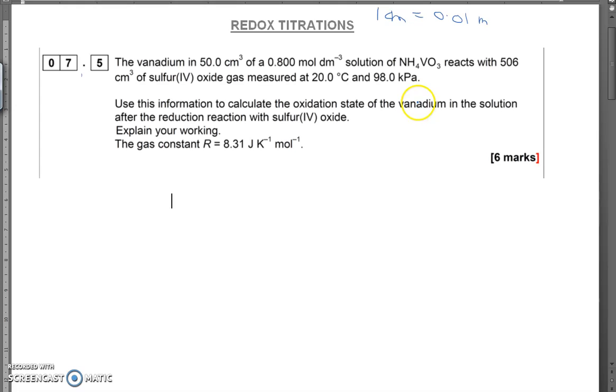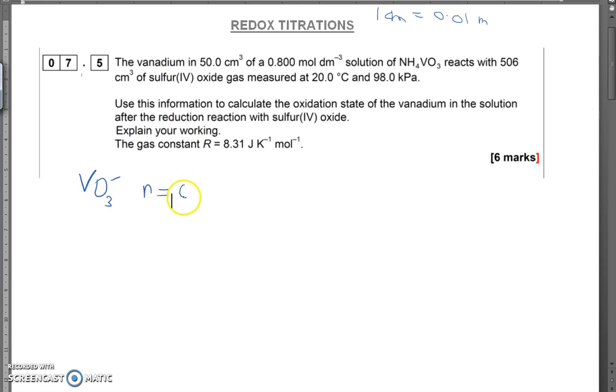Sometimes it can be difficult to see where you have to go with these things. So I always recommend just go with the calculation first of all, and then try and think about the reasoning. You will always gain marks for your calculation. Okay, so first thing we're going to look at now is the moles of vanadate.